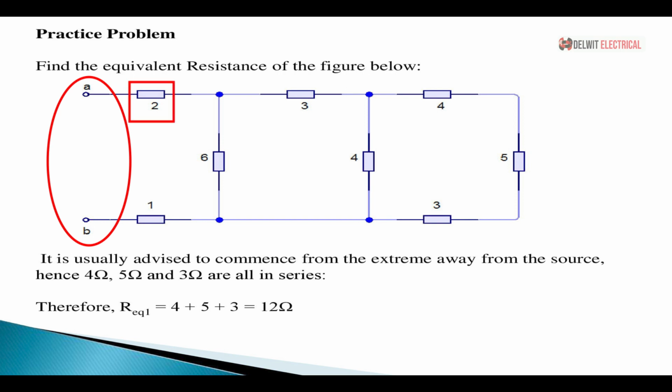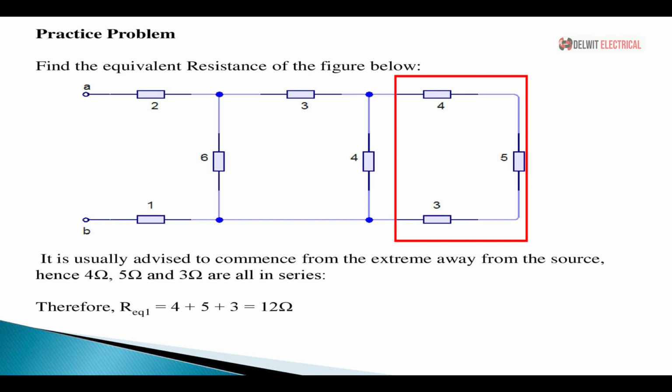You can see 2 ohms, 3 ohms, 4 ohms, 6 ohms, 4 ohms, 5 ohms, 1 ohm, and 3 ohms. From this circuit, it is usually advised to commence from the side that is extreme away from the source. So we are going to concentrate on the 4 ohms, the 5 ohms, and the 3 ohms. They are all connected in series. So our equivalent for the first section of the circuit is to add the 3 resistors together. 4 plus 5 plus 3, we have 12 ohms.